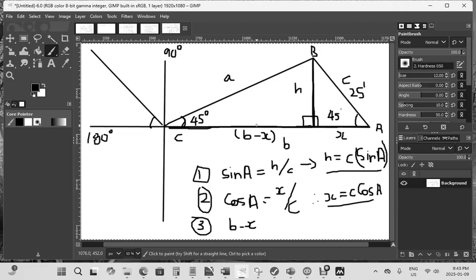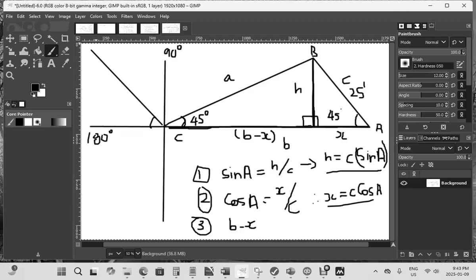We know what this angle is over here, and we know what H is. If you look at this right angle triangle, H is found using the Pythagorean theorem for the right angle triangle: X squared plus H squared will be your C squared.